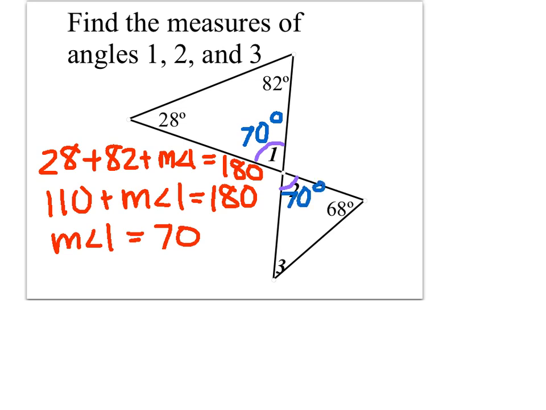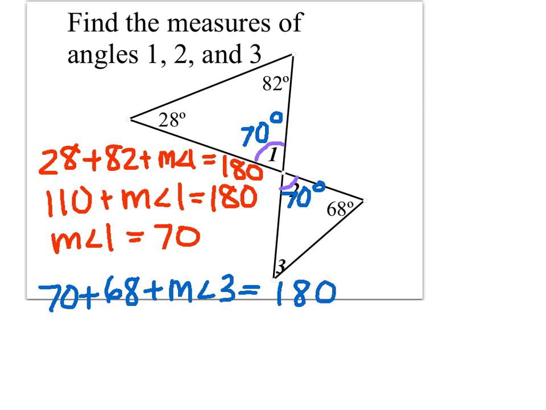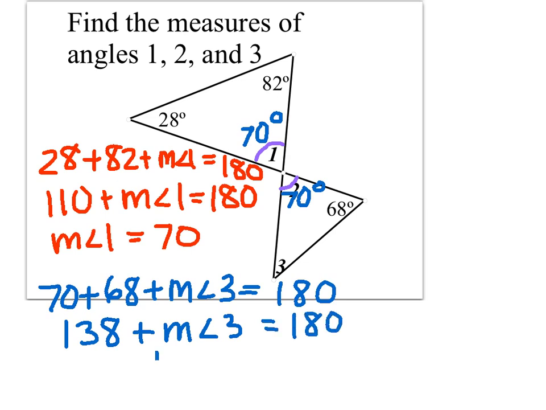Well, now we can find the third angle in the bottom triangle. We can say that 70 plus 68 plus the measure of angle 3 equals 180. So the measure of angle 3 equals 42.